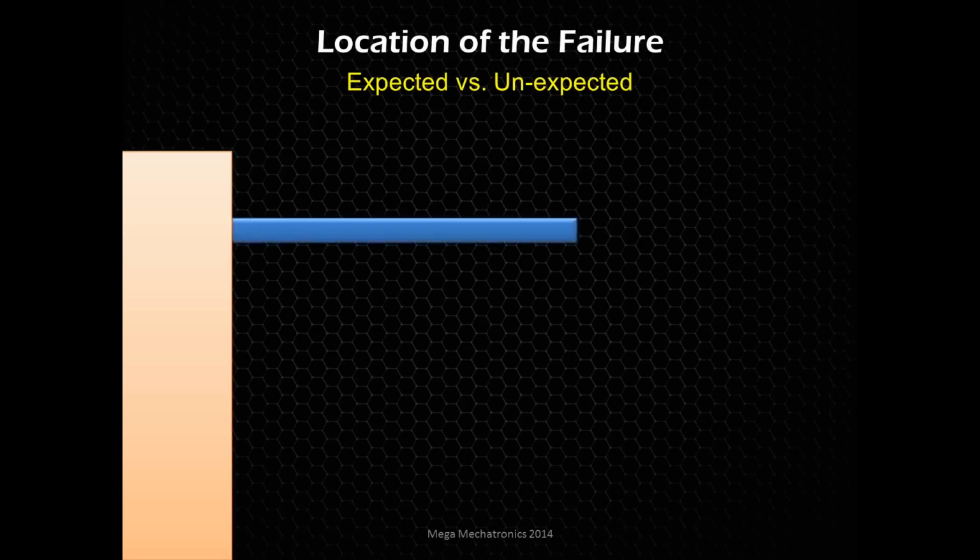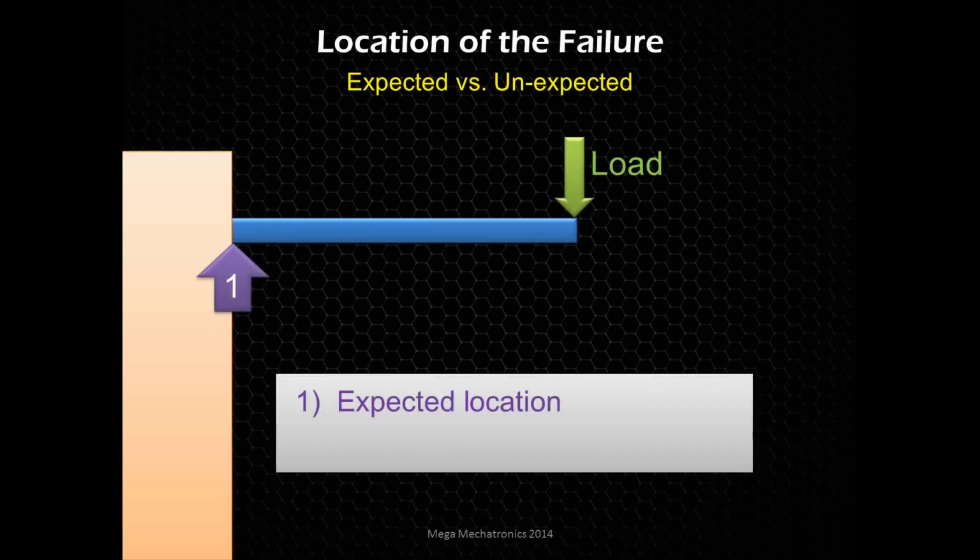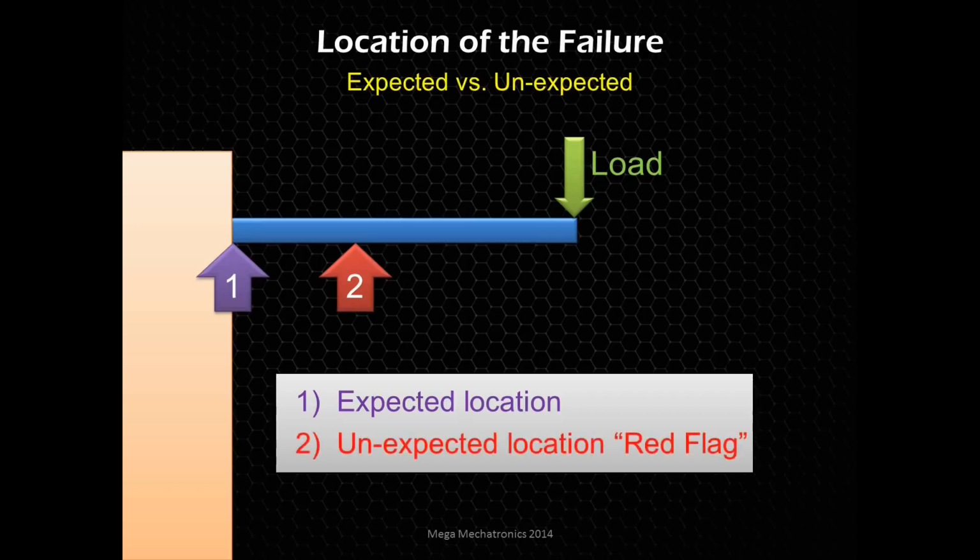So let's say we have a fixed structure with a bar that's attached to it, and we apply load to this. At the point where it attaches to the fixed structure, that's where we would expect it to fail, because that's where the max stress theoretically should be on a type of load like this with a bar. However, if the bar fails at this other point, that's unexpected. We expected it to fail at the first point.